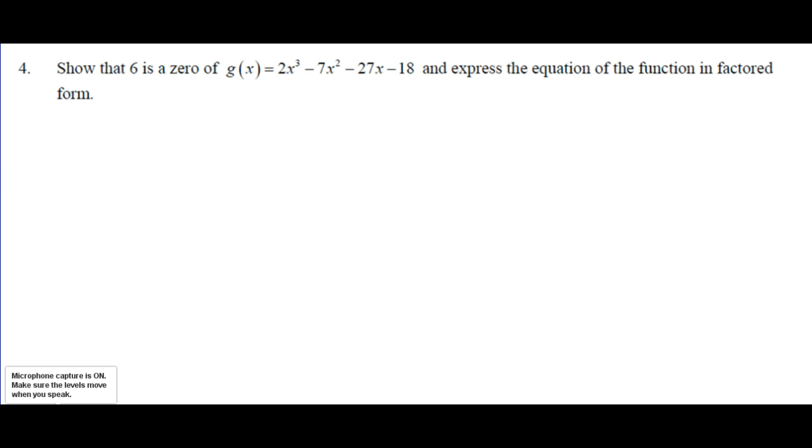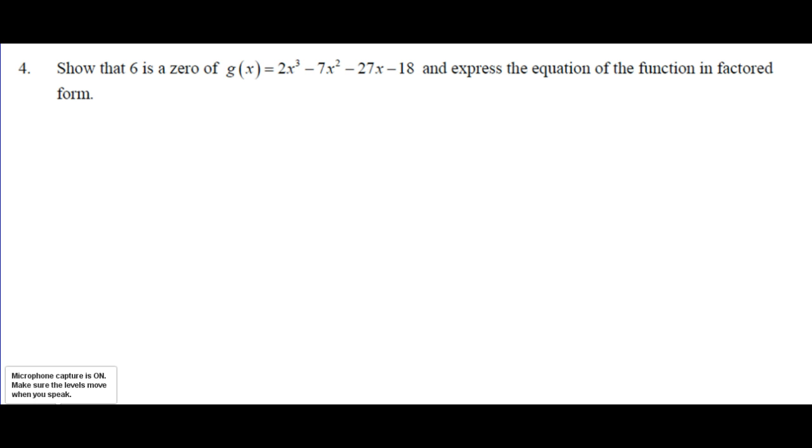Show that 6 is a 0 and express the equation in factored form. Okay, so if they're asking me to show that 6 is a 0, we can start with the huge assumption that 6 really is a 0, right? Because if it isn't, we will show that it's not a 0. So what method are we going to do? Divide or substitute or evaluate? Well, if we divide, we get the other factor, and then we can get the fully factored form, right? And that's what we want to do. So then express the equation in factored form.